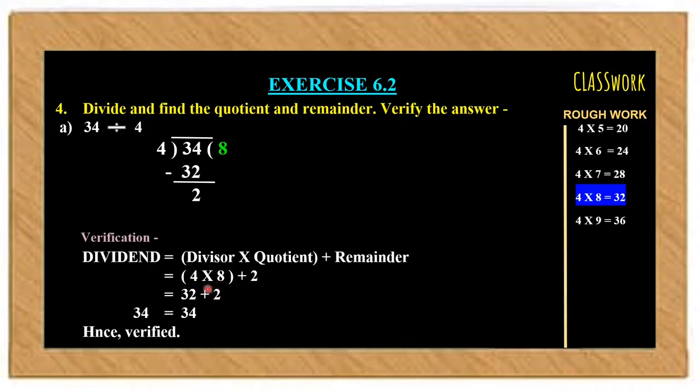So we wrote 4 multiplied by 8 plus 2. As we all know, children, 4 multiplied by 8 gives us the answer 32, which when added to 2 gives us the answer 34. 34 is nothing but the dividend in our problem. If you observe, children, in the beginning we started with 34 and we came to the answer 34. Therefore, we will write that we have verified our division and we know that our quotient and remainder are correct.